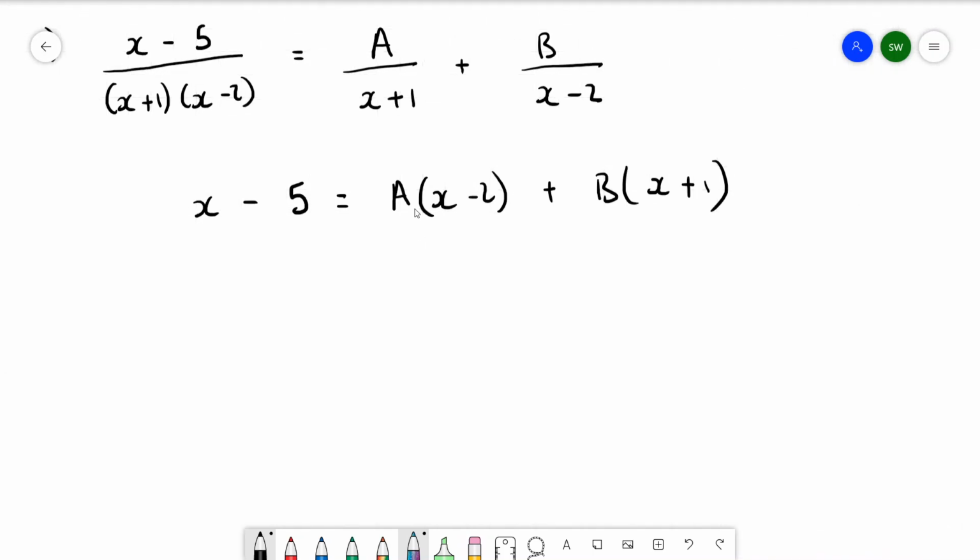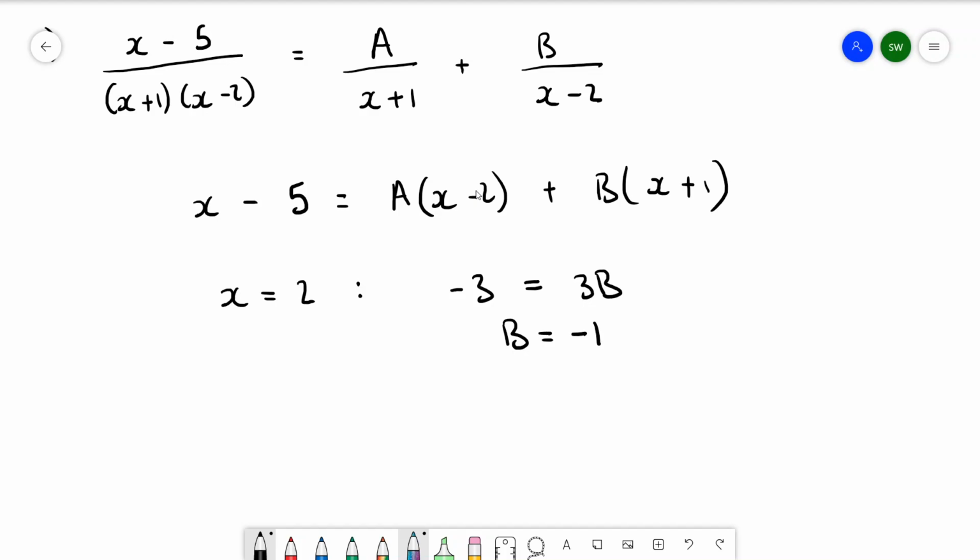So there's a few ways that you can find the values of A and B. I'm going to use the method of substitution, but comparing coefficients would be equally valid. So I'm going to sub in x equals 2, because that's going to ensure that this term here is equal to 0. So I'm going to get an equation just with B in it. On the left hand side, I'm going to get minus 3, and on the right hand side, I'm going to get 3B. So that tells me that B is equal to minus 1.